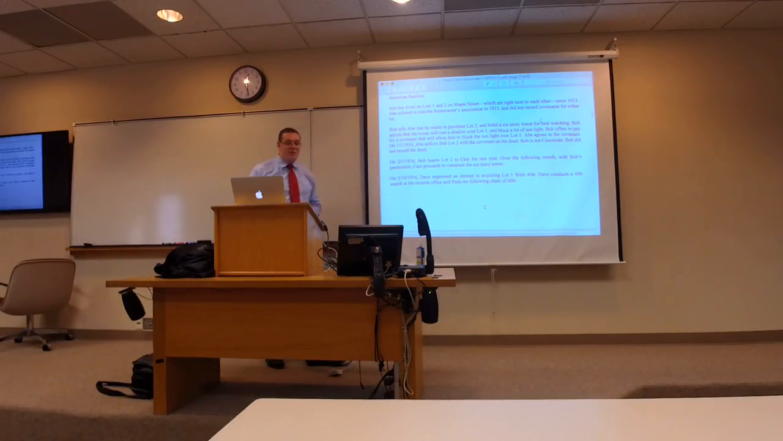Okay, so now just another fact. On February 1st, Bob leases lot number 2 to Cam for 1 year. Over the following month, with Bob's permission, Cam proceeds to construct the six-story tower. Now, why is the lease important here?